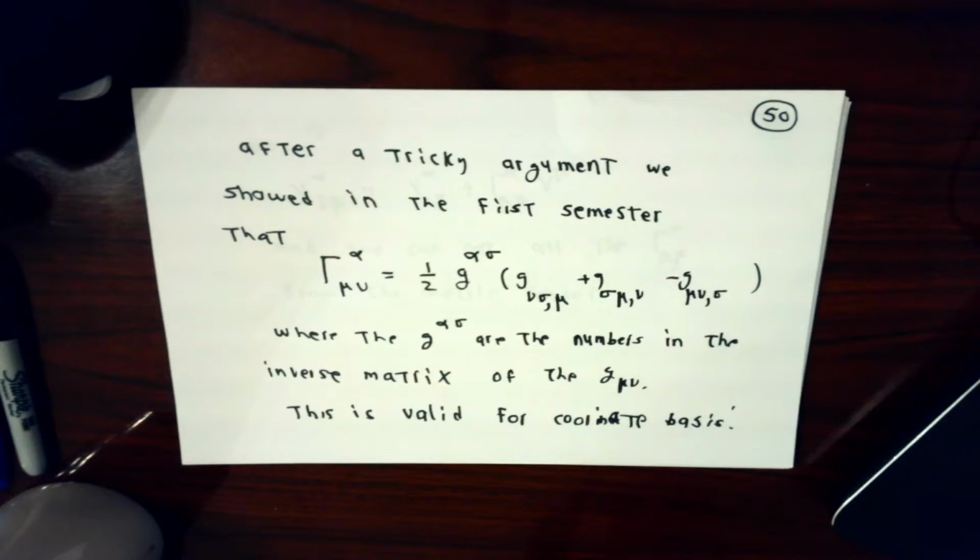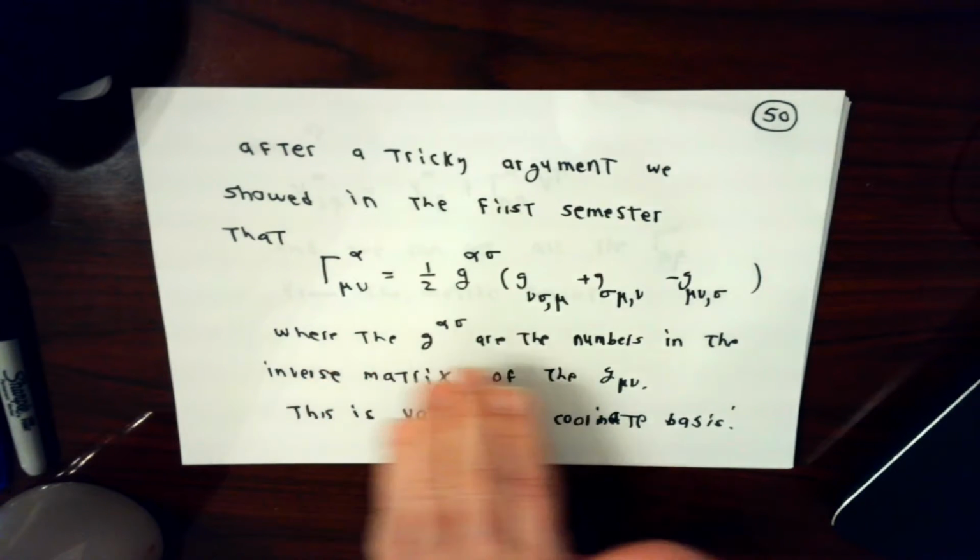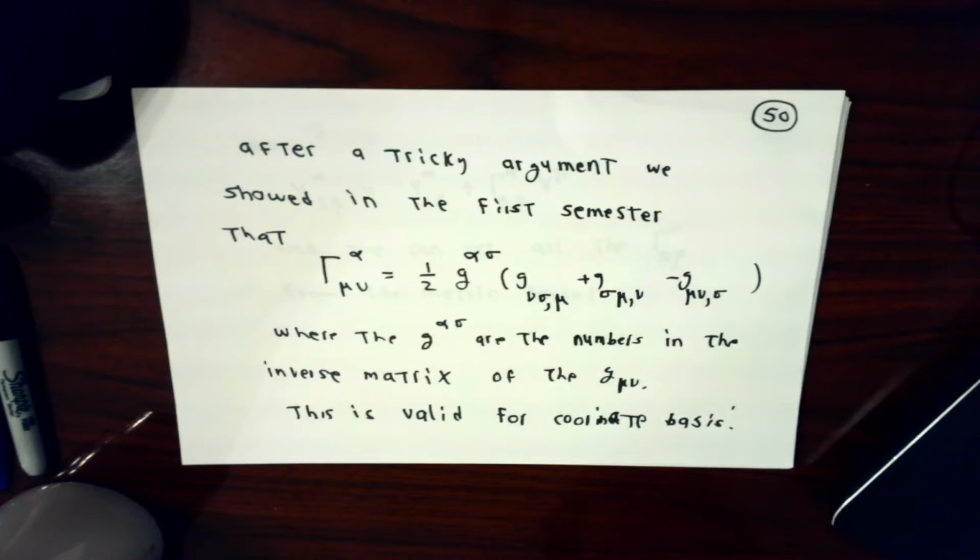In the first semester, we observed that the covariant derivative of the metric tensor has to be 0. After that, a long, tricky argument led us to this formula for the Christoffel symbols. The g alpha sigma with the indexes in the upstairs position are the numbers that are in the inverse matrix to the matrix of metric coefficients with the indexes in the downstairs position, assuming that we're working with a coordinate basis.